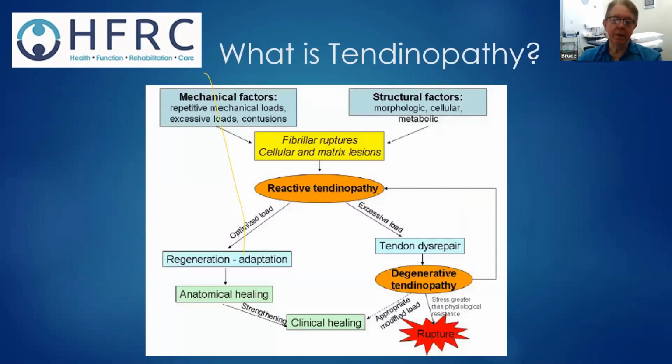So what's tendinopathy? I won't go through this whole slide, but reactive tendinopathy is where we have various reasons for the tendon to be disrupted, and it doesn't heal properly. It's trying to heal, but failing to heal. Left long enough, it goes on to degenerative tendinopathy, which can ultimately lead to tendons rupturing. What we need to do is to change this so that it goes back into healing and regenerating.